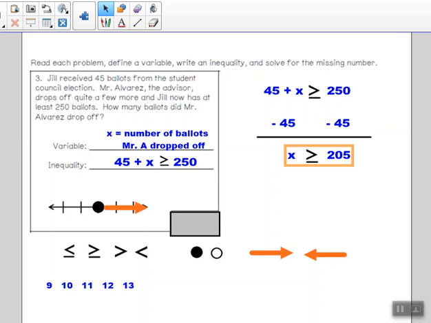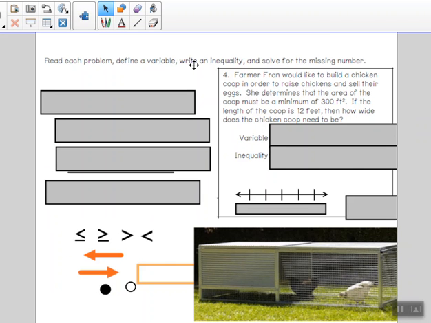Number 4, let's go to number 4. Farmer Fran would like to build a chicken coop in order to raise chickens and sell their eggs. She determines that the area of the coop must be a minimum of 300 square feet. If the length of the coop is 12 feet, then how wide does the chicken coop need to be?